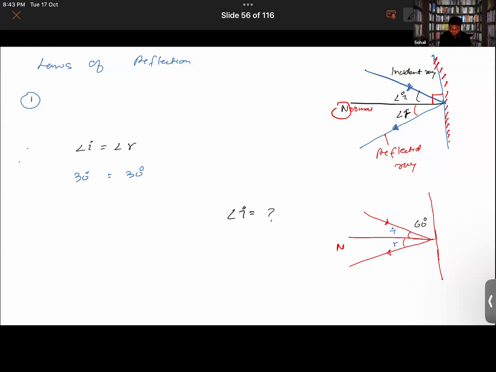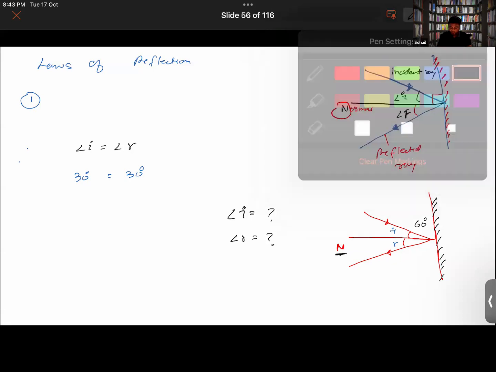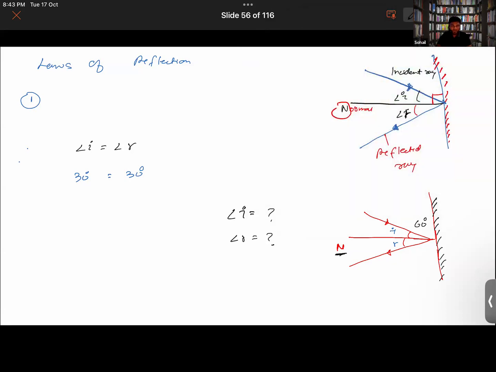What is angle I equal to? What is angle R equal to? Because we know both of them are equal, and you also know that this normal forms a 90-degree angle with the plane mirror. Okay, I have actually given you guys a hint here.